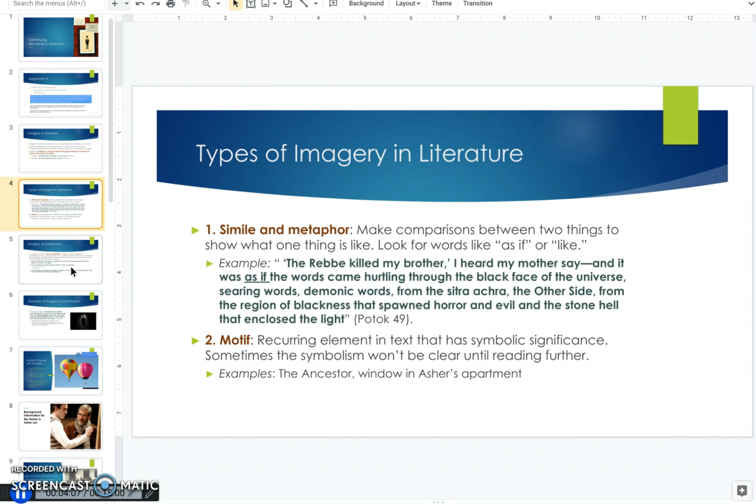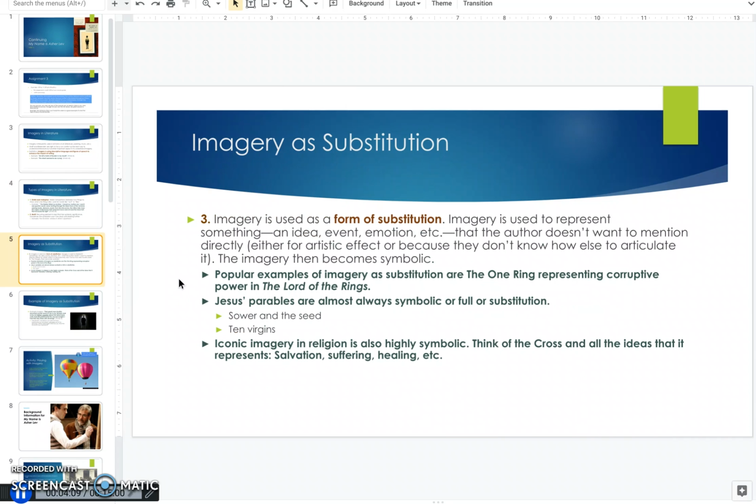All right, the third is imagery as a form of substitution. Imagery is used to represent something. It could be an idea, an event, or an emotion that the author doesn't want to mention directly. The reason the author may not want to mention it directly could be for artistic effect, or to build suspense, or maybe because the author doesn't know any other way to articulate this emotion except to present it as an image. So imagery is often very symbolic.